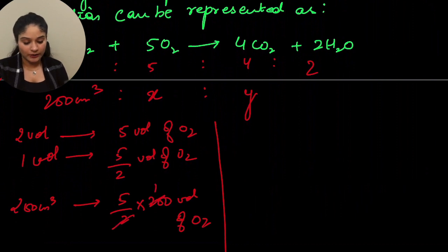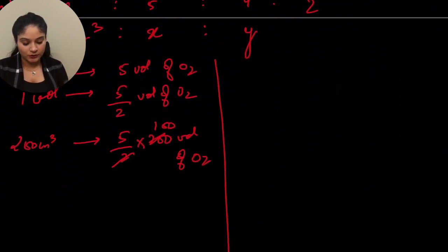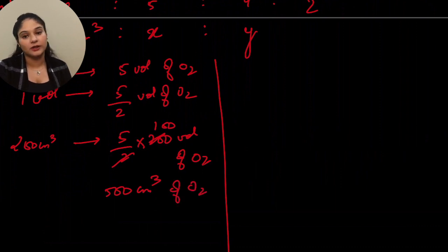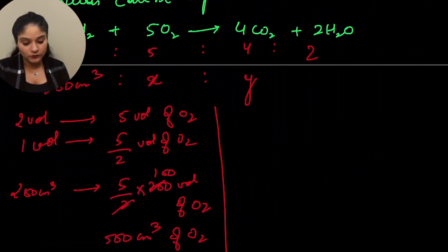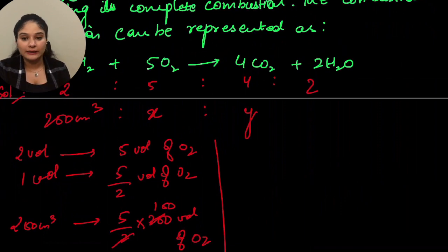So if I solve this further, 500 centimeter cube of oxygen is required. Okay, now let's work on y. So you got x. Let's work on y. Use the exact same logic.